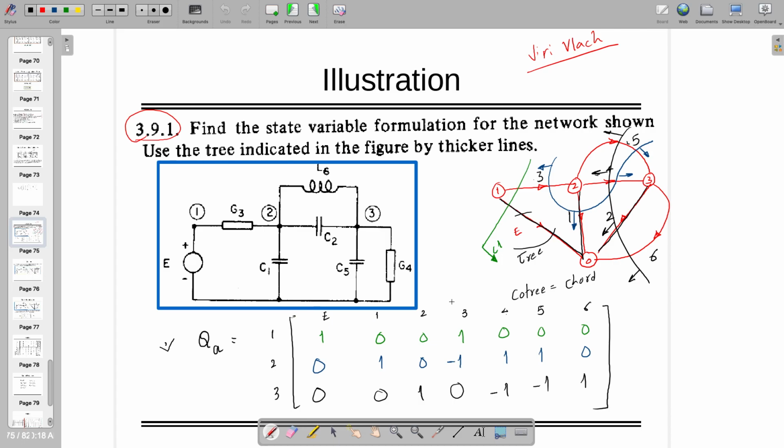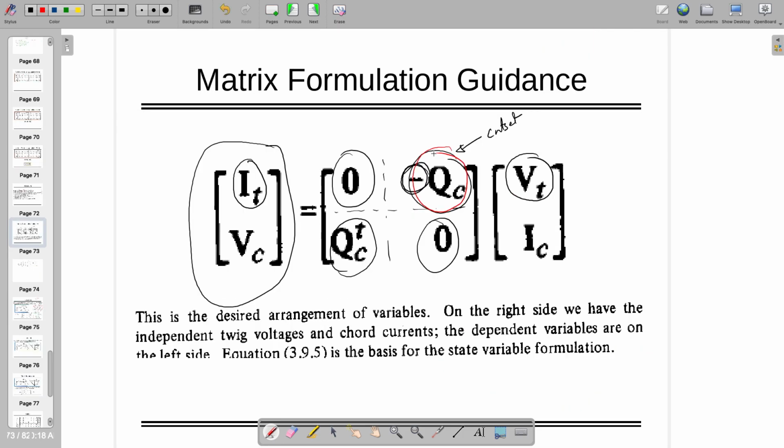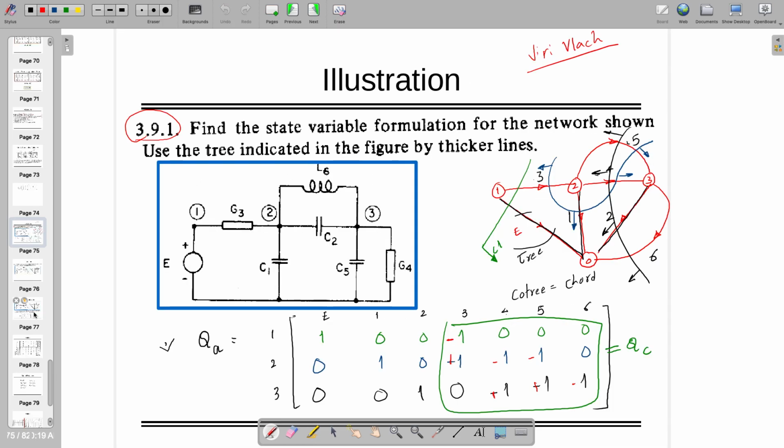So here QC is this one, and minus of QC will have this one, right? That will go to the matrix which is here, and transpose of this one, right. So that will go here.